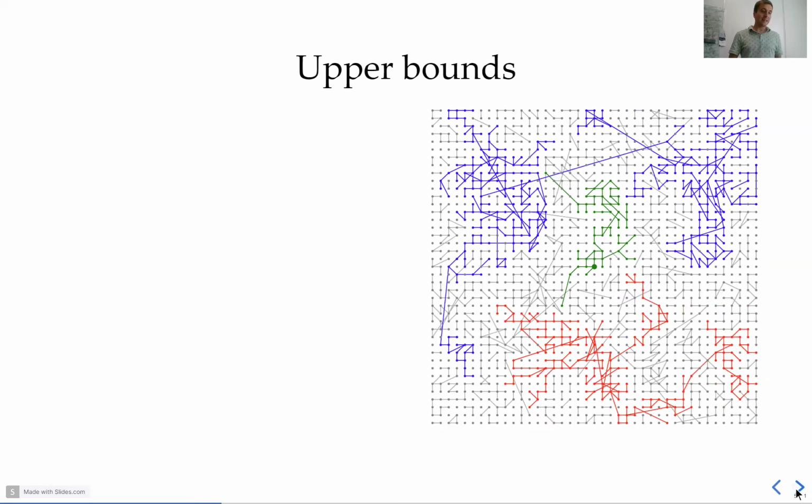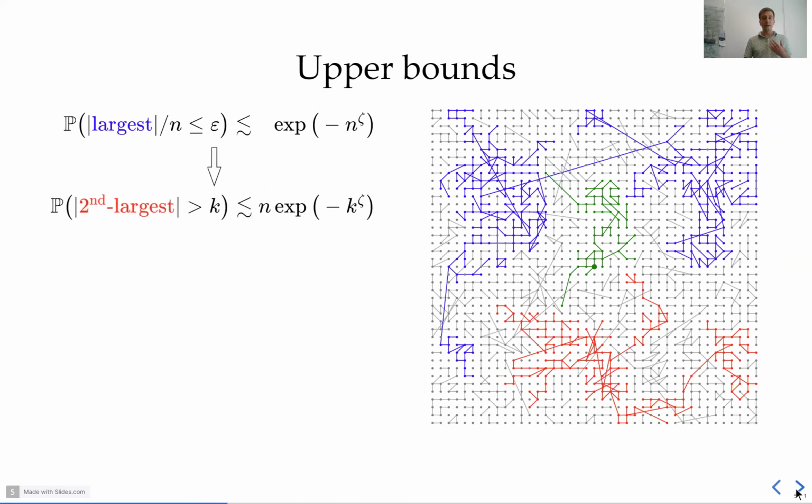Here, I guess this slide is an overview of what Julia discussed so far and what I'm discussing, and it connects all the different topics in our talks. If you want to prove the lower bound on the lower tail of large deviations, or an upper bound, then we first need good control on the probability of having a cluster of size epsilon n, where epsilon is very small. We can show first using renormalization methods that this decays as e to the minus n to the zeta. Then based on that, using methods that Julia explained, we get an upper bound on the second largest component.